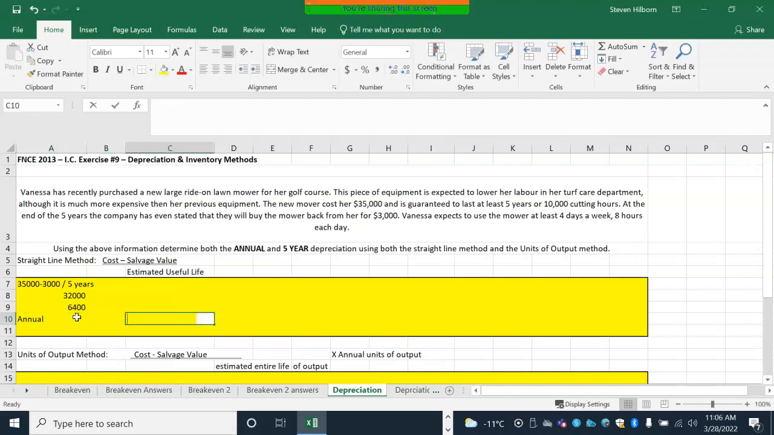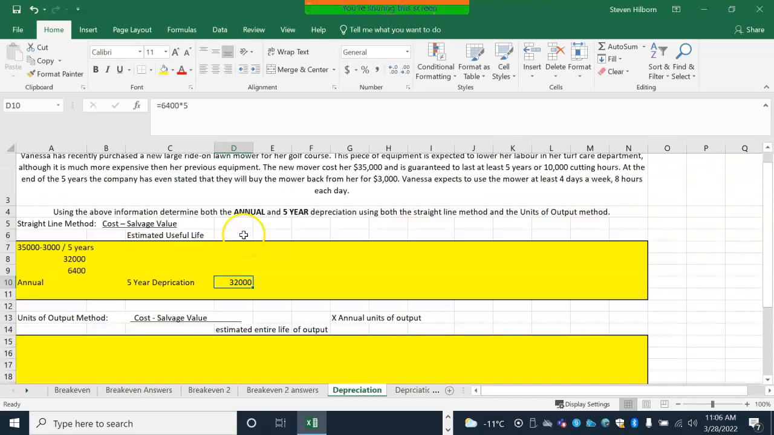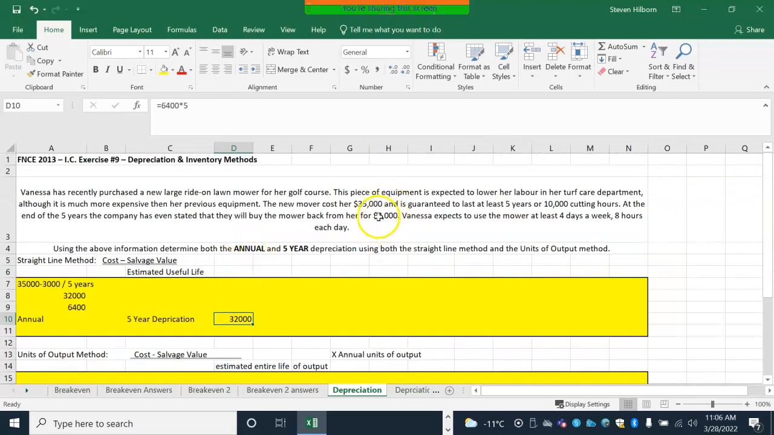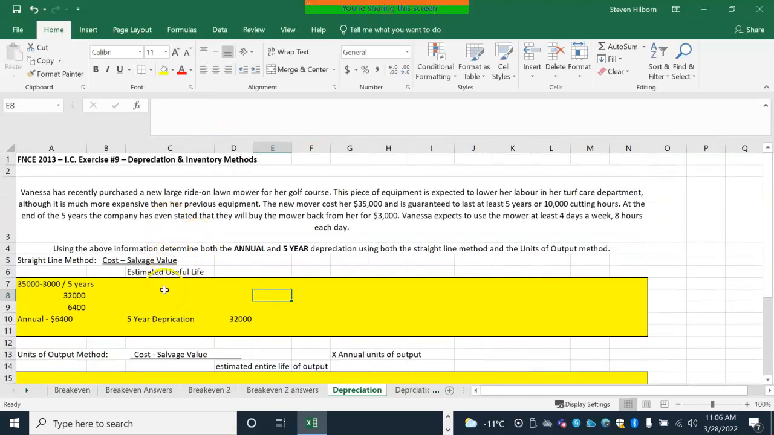And the 5 year is as easy as you can think. 5 year is 6,400 times 5 years. So over 5 years, it will depreciate $32,000 and will have a remaining salvage value of $3,000. The annual is 6,400, and that's it. Okay, I think we understand that one pretty well.